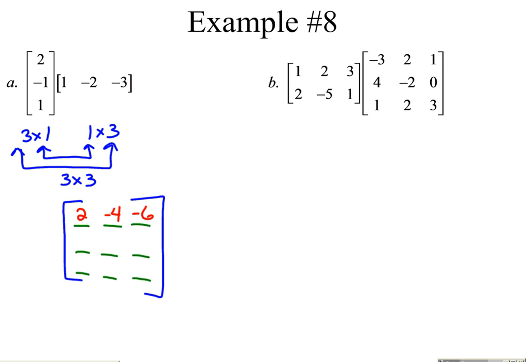Row 2, column 1, negative 1. Row 2, column 2 is 2. Row 2, column 3 is 3. The last row is 1, negative 2, negative 3.